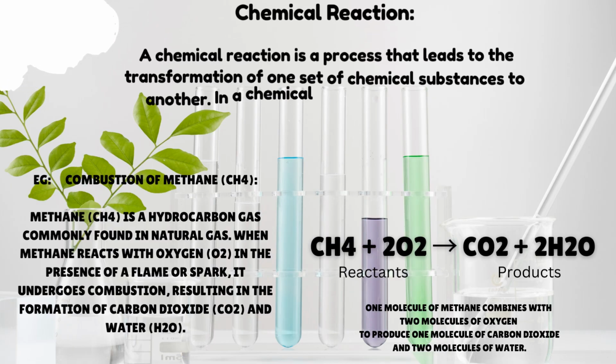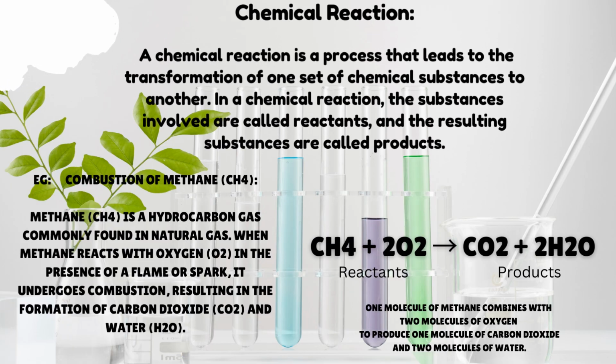Chemical reaction. A chemical reaction is a process that leads to the transformation of one set of chemical substances to another. In a chemical reaction, the substances involved are called reactants, and the resulting substances are called products. Example is combustion of methane.